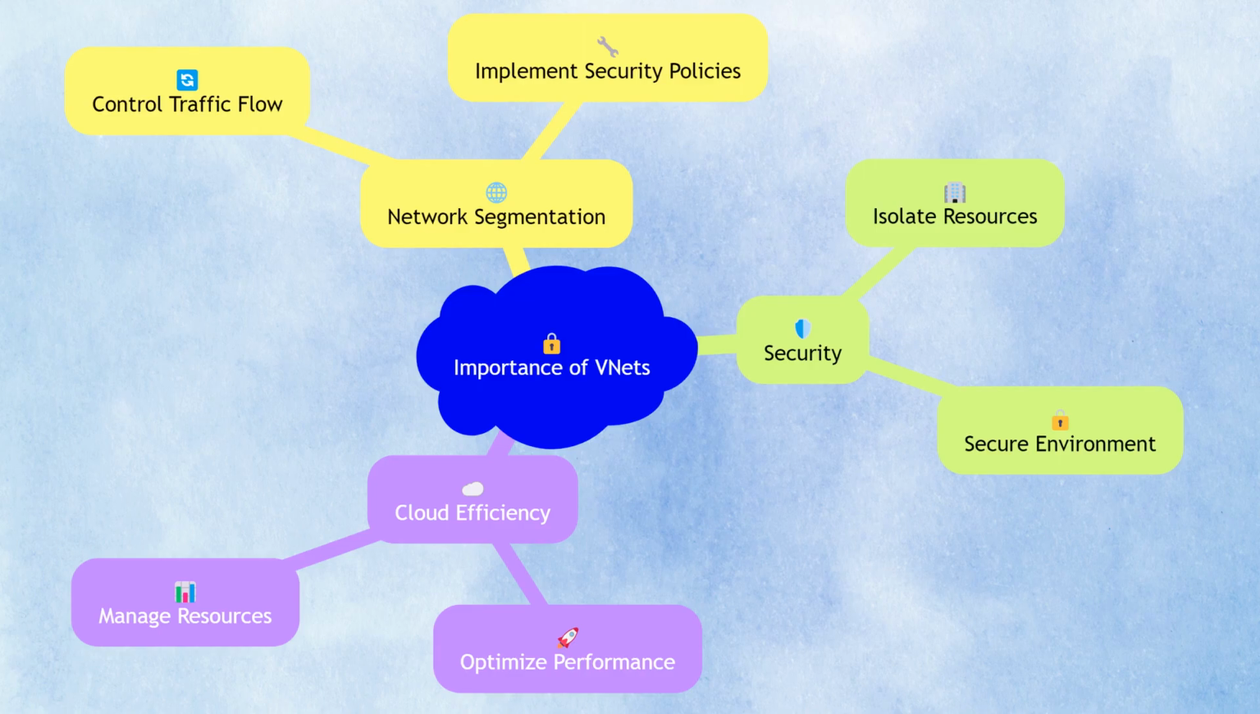They allow you to segment your network, control traffic flow, and implement security policies. By using VNets, you can ensure that your resources are isolated from other tenants in Azure, providing a secure environment for your applications and data.